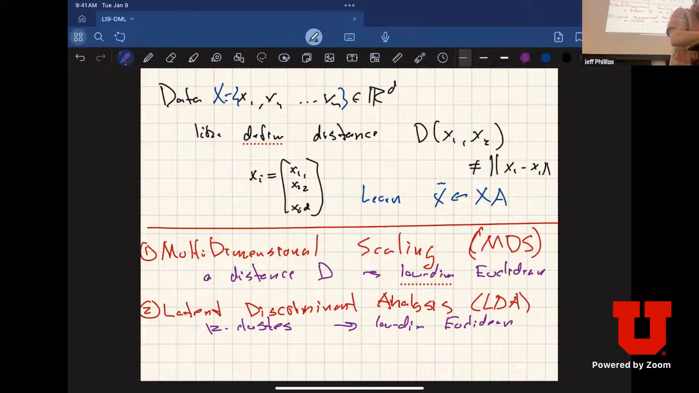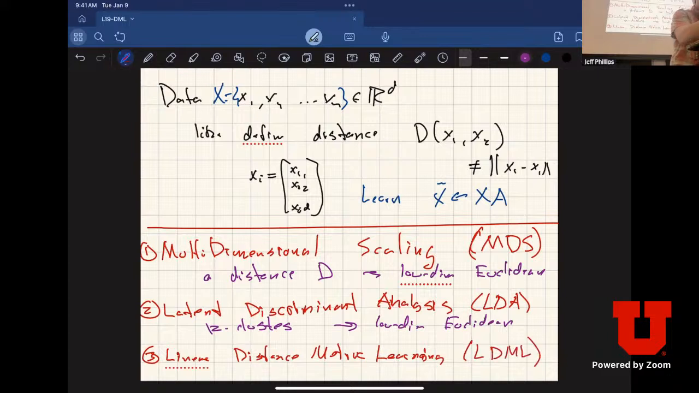And then the third I will call linear distance metric learning. Okay, linear distance metric learning. And this one is going to get pairs of close or far points. So I'm going to be given a bunch of pairs of points and say these two data points I think are similar to each other. These other two data points I think are not similar to each other. And I want to, again, map to a low D Euclidean distance.